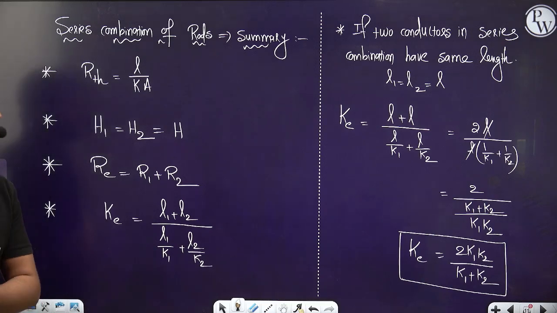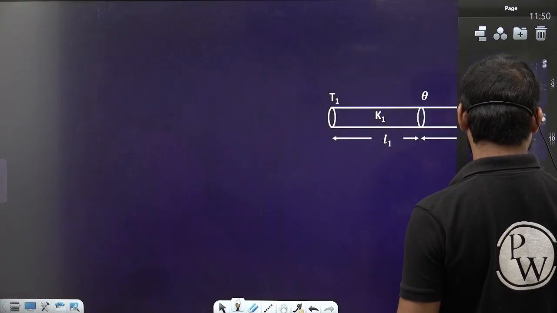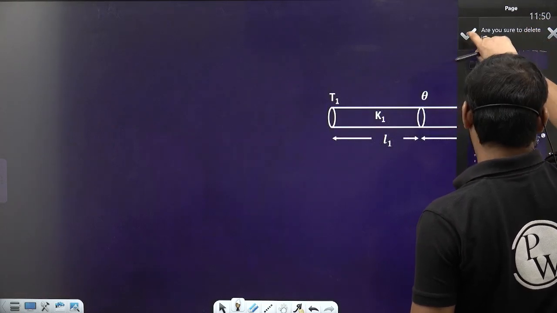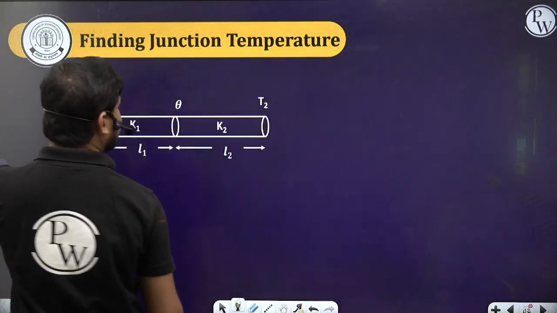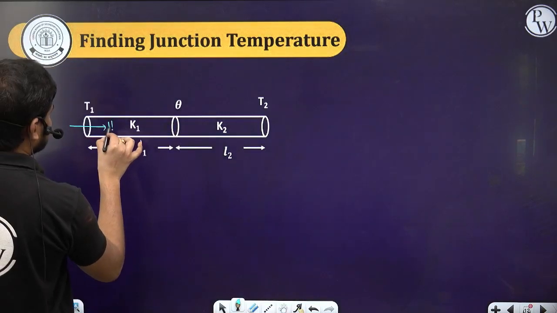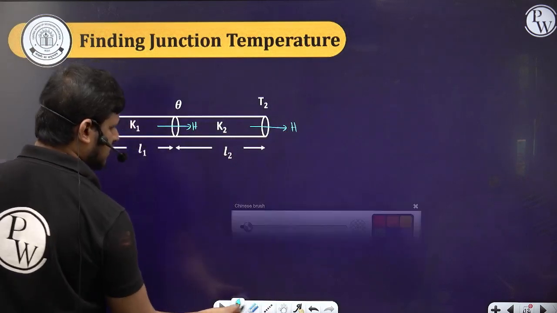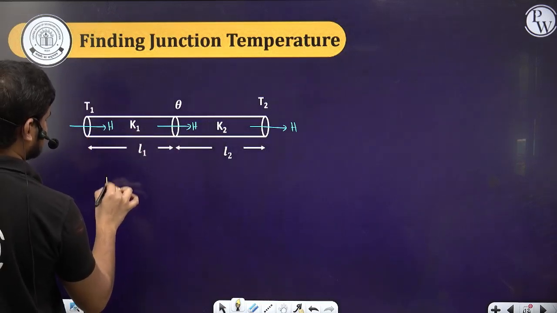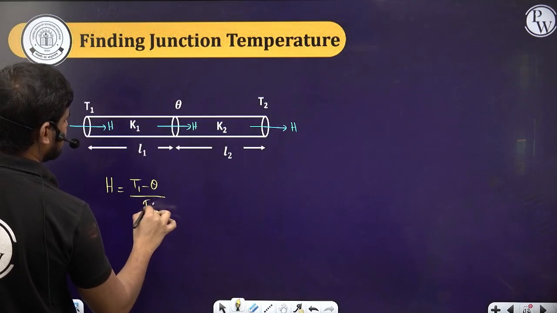So let's go for the next concept. We don't need another slide here. So how do you find the junction temperature? See, in the series combination, the same heat current H flows through each rod. So then I can write the heat current here, H is equal to T1 minus theta by the thermal resistance, let it be R1.